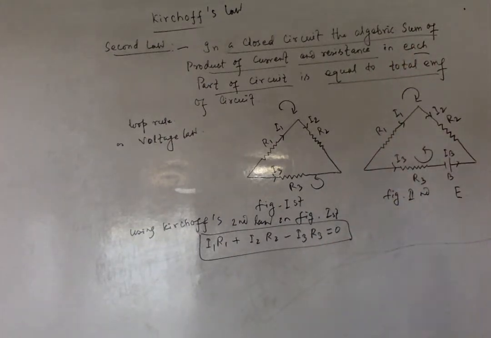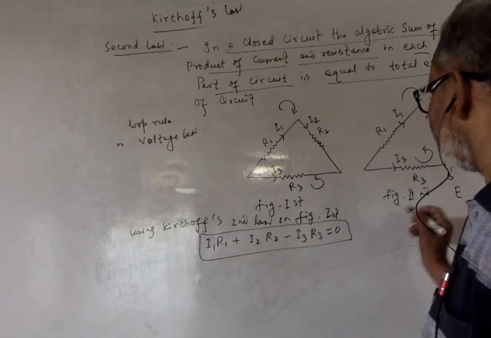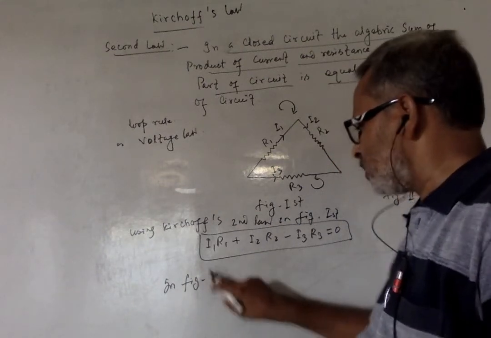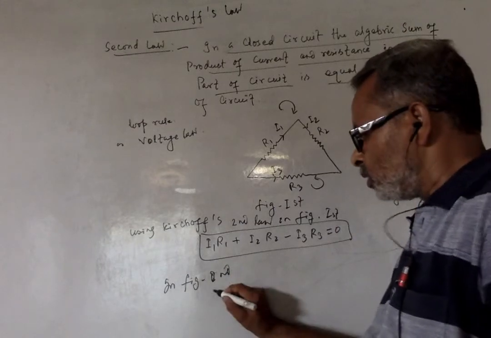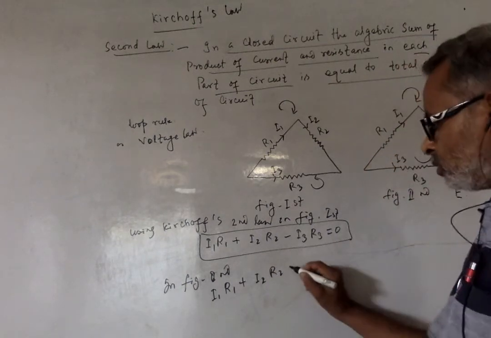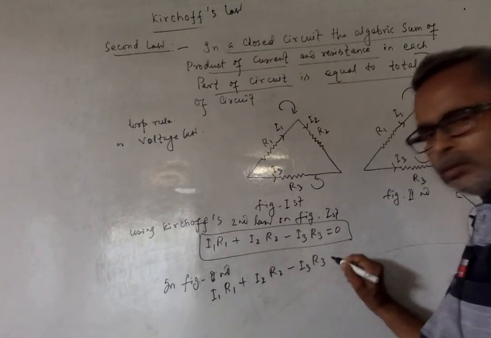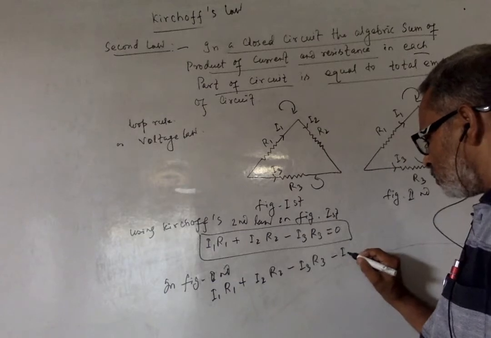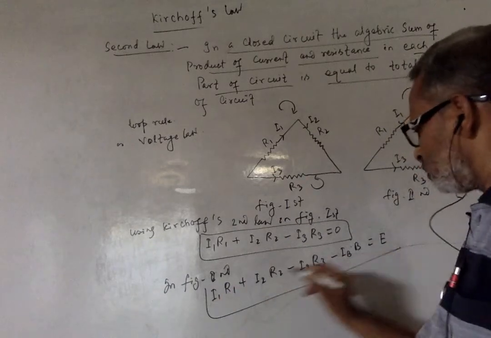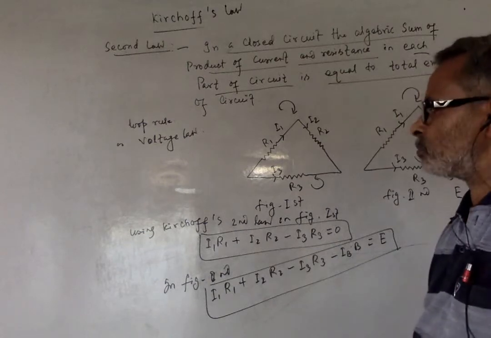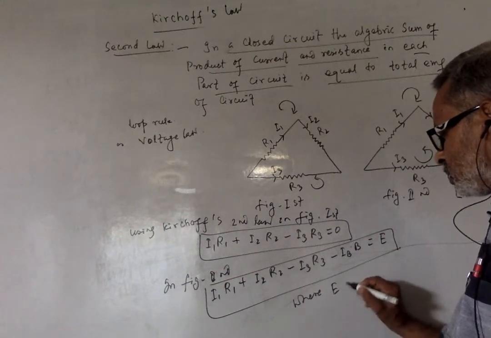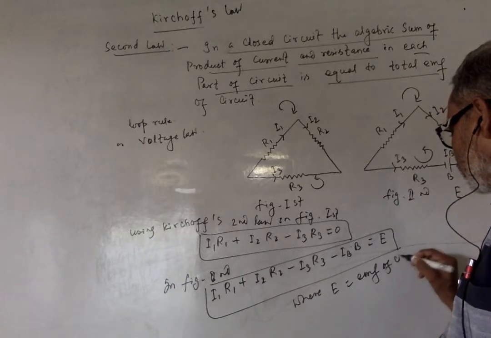Now using the second law in figure 2. In figure second, I1 R1 plus I2 R2 minus I3 R3 minus IB into B equals E. The clockwise current is taken as positive, then the anti-clockwise current is negative, where E equals the EMF of the circuit.